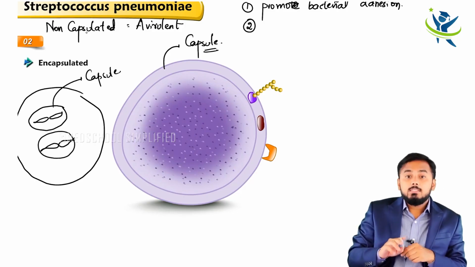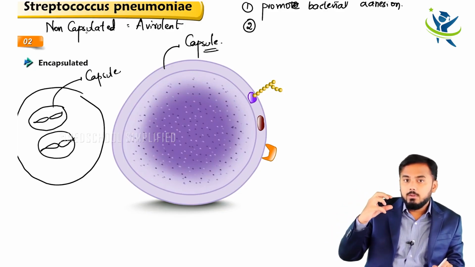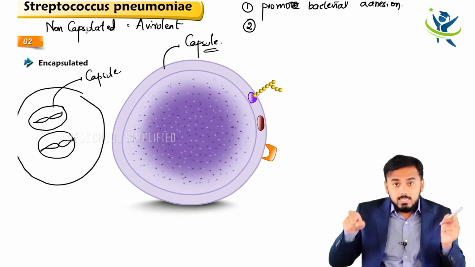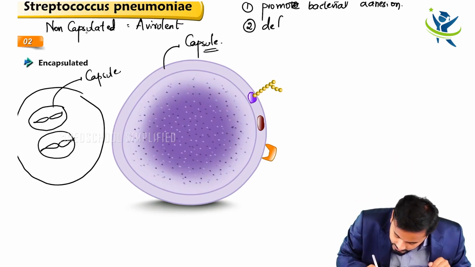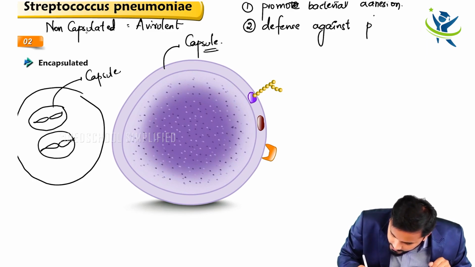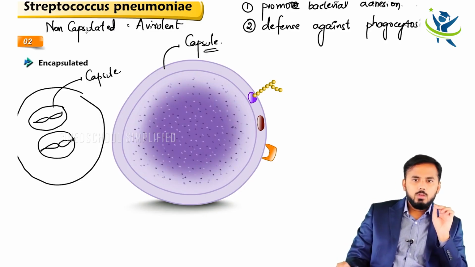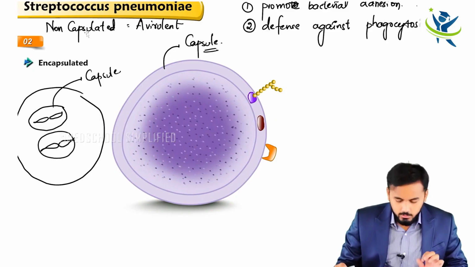And the second important thing is, by chance, if any phagocyte is coming towards this bacteria and trying to engulf it, this capsule prevents that phagocytosis. So can I call it defense against phagocytosis? The capsule is responsible for defense against phagocytosis. So you very well know now what is the use of the capsule. It has got two functions. One is to promote bacterial adhesion, another one is defense against phagocytosis.